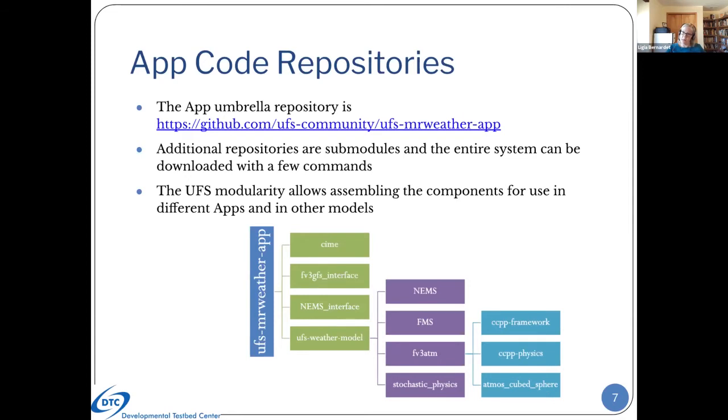And then in the UFS weather model, we see several subcomponents, the NAMS and FMS, the purple boxes, which are part of the infrastructure of the model, the FE3 ATM, which contains the basics of the atmospheric model, both the DICOR and the physics. And we have a submodule also for stochastic physics. And in the FE3 ATM, we see the CCPP, which is aspects of the physics, the framework, and the physics parameterizations themselves. And finally, the Atmos cubed sphere, which is the dynamical core. So that is how the code is organized.